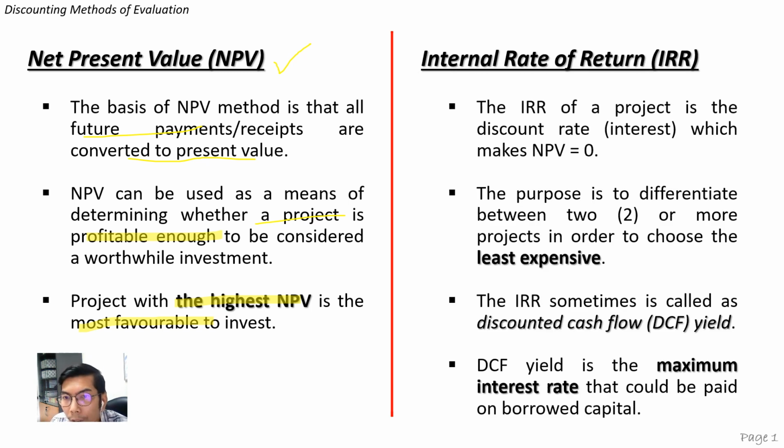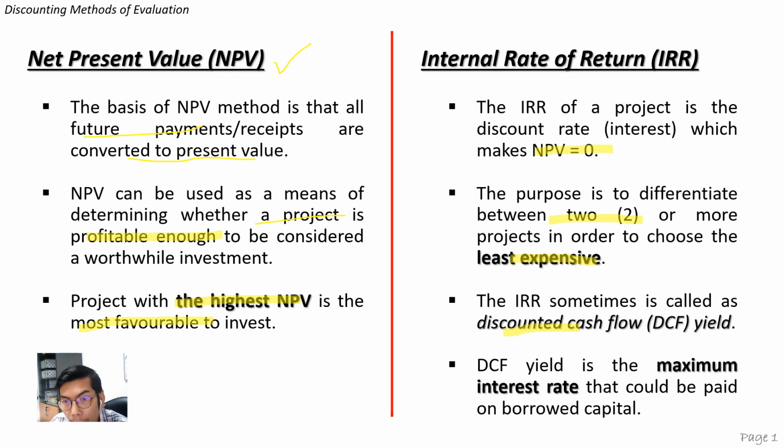IRR is internal rate of return. When we apply the IRR technique, it will make our NPV equal to zero. The purpose of IRR is to differentiate between two or more projects in order to choose the less expensive one. It's also known as a discounted cash flow, and we are looking at the highest interest rate in order to apply this IRR technique.